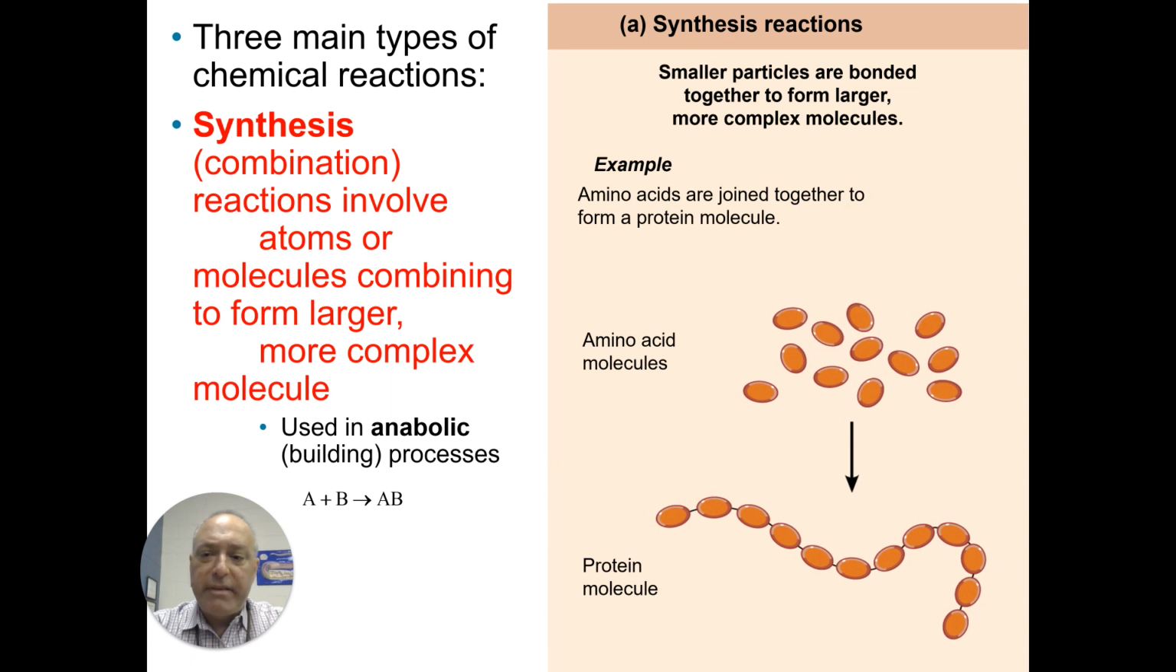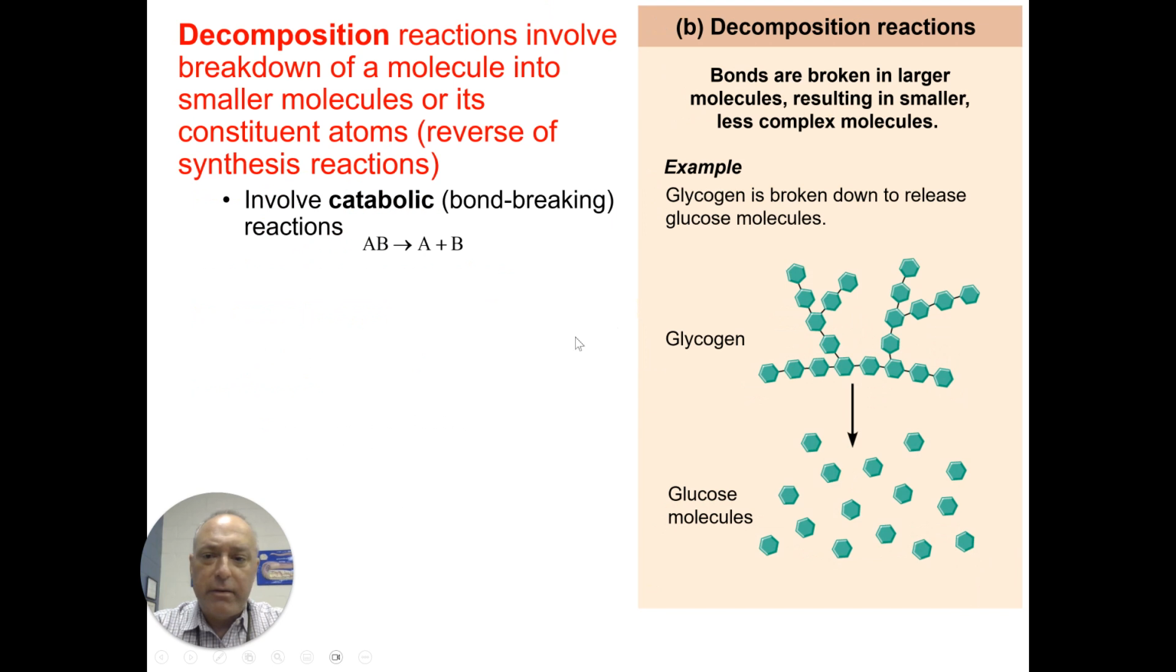So the first would be a synthesis reaction where we're forming larger molecules. This would be also an anabolic process. Anabolic is a building process, part of metabolism. So here we've got amino acids forming peptide bonds and a polypeptide chain. So this is a synthesis reaction.